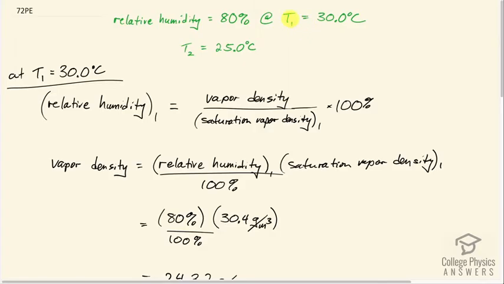The relative humidity at temperature 1, which is 30 degrees Celsius, is 80%. And we're asked to find out what the relative humidity is going to be at temperature 2, 25 degrees Celsius, assuming the same vapor density. So we have to figure out what the vapor density is.